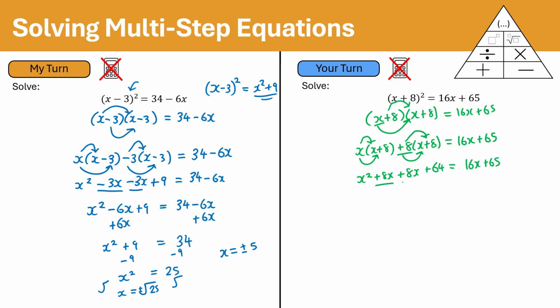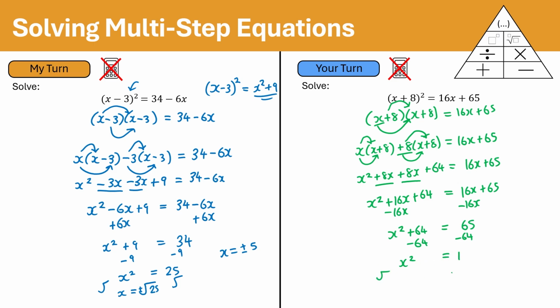Let's collect together our x terms on the left-hand side. So I have x squared add 16x add 64. And that's equal to 16x add 65. I'll then subtract 16x from both sides, which will get rid of the 16x on both sides. That leaves me with x squared add 64 on the left is equal to 65 on the right. Then subtract 64 from both sides. That gives me x squared is equal to 1.